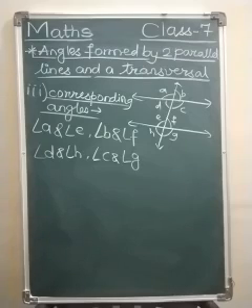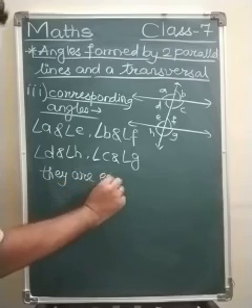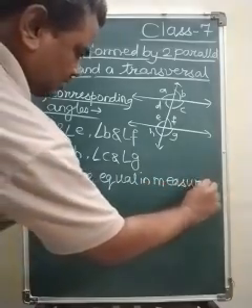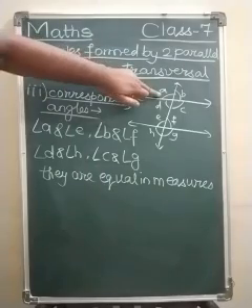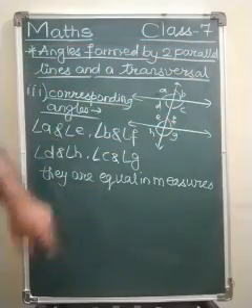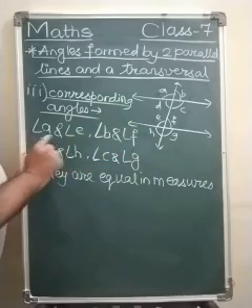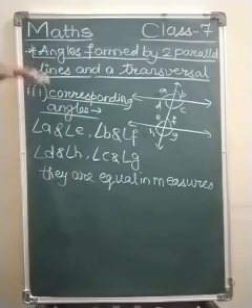So these are the corresponding angles, and there is one interesting property about these angles. They are equal in measure. That means whatever is angle A will be the same as angle E. Whatever is angle B will be the same as angle F. D and H will be equal. C and G will be equal. So these are called corresponding angles.